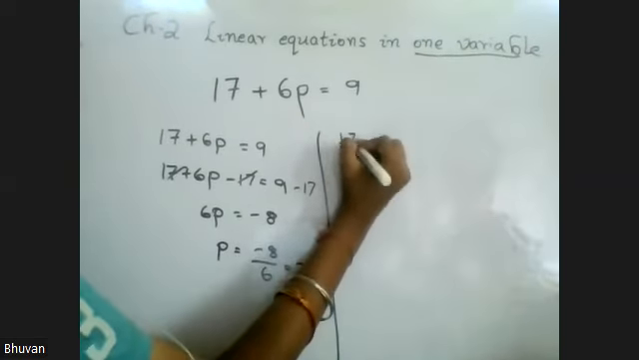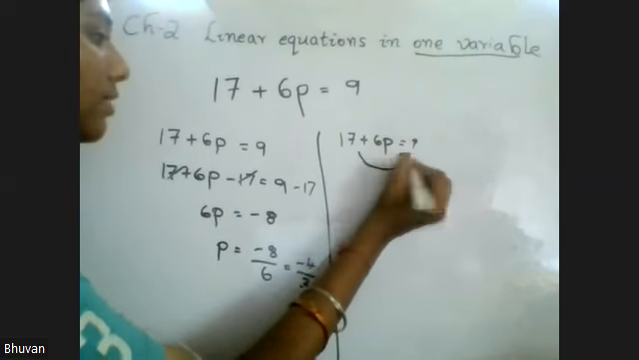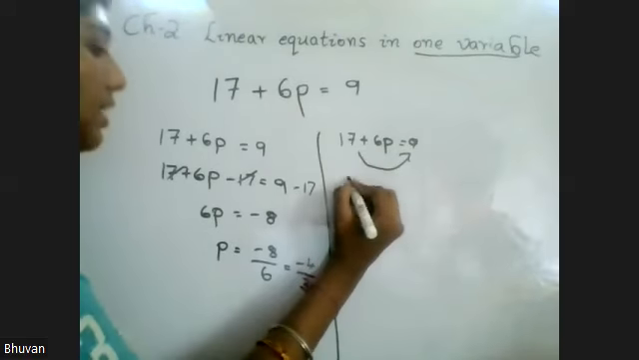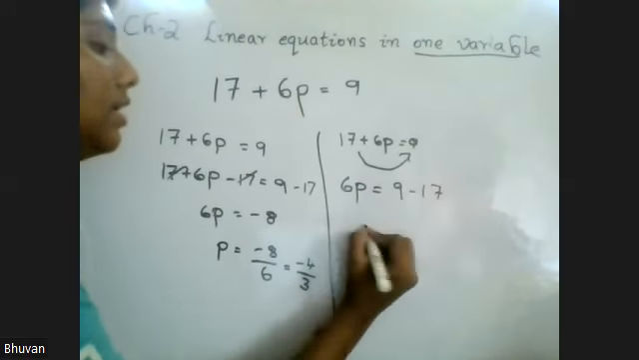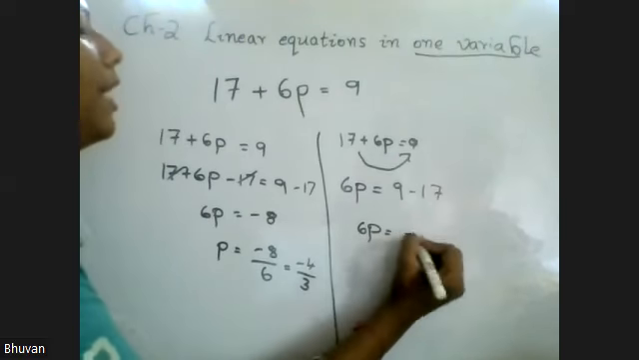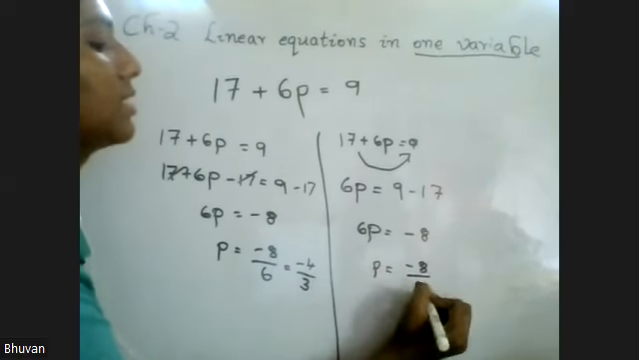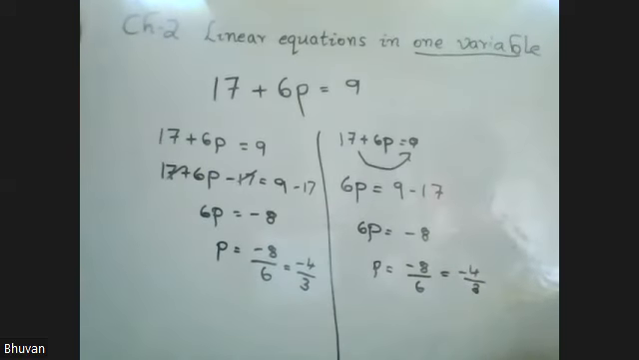Now, 17 plus 6p is equal to 9. Transferring 17 to that side with a minus sign, 6p is equal to 9 minus 17. 6p is equal to minus 8. p is equal to minus 8 by 6, which is equal to minus 4 by 3. This is how to solve linear equations.